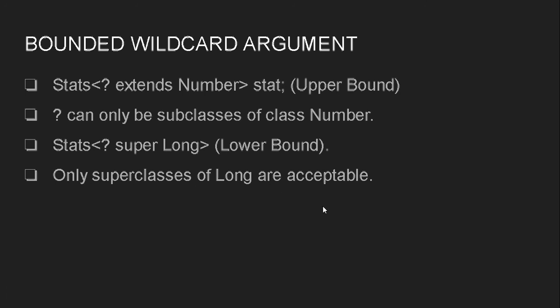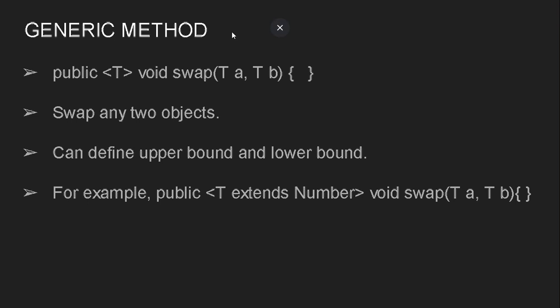Then after that we have a generic method. We can create a generic method in this way. First of all you need to write public, then after that you need to open the angular bracket. You need to write T or U or V, whatever you want to write here. Here I am defining only one type parameter, void swap. The return type of the method is void, swap is the name of the method. Then T a, T b, here the T is the type parameter.